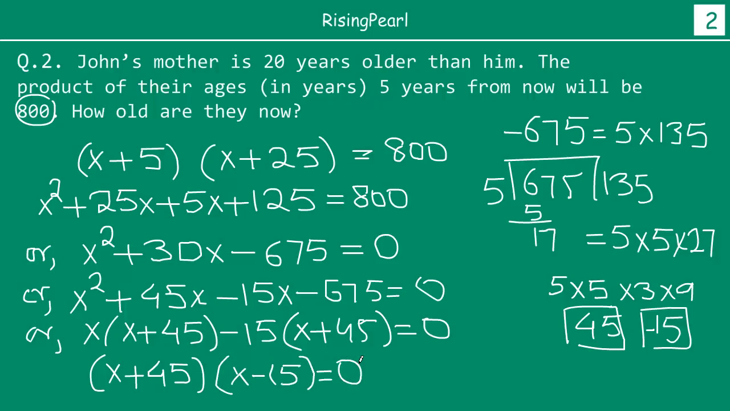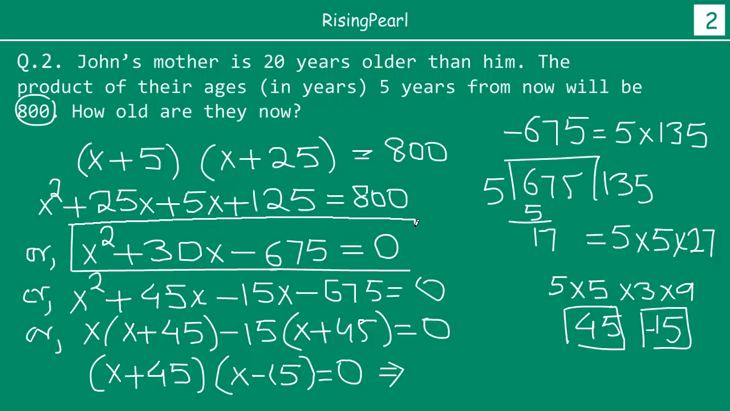equal to 0. So the two values for x, or the two roots of this quadratic equation, are x equals minus 45 and x equals 15. Because if you take x plus 45 equals 0, then x will be minus 45. x minus 15 equals 0, x will be 15. Now remember, normally if this were a quadratic equation and you are solving for x, you have got the correct answer, which is minus 45 and 15.